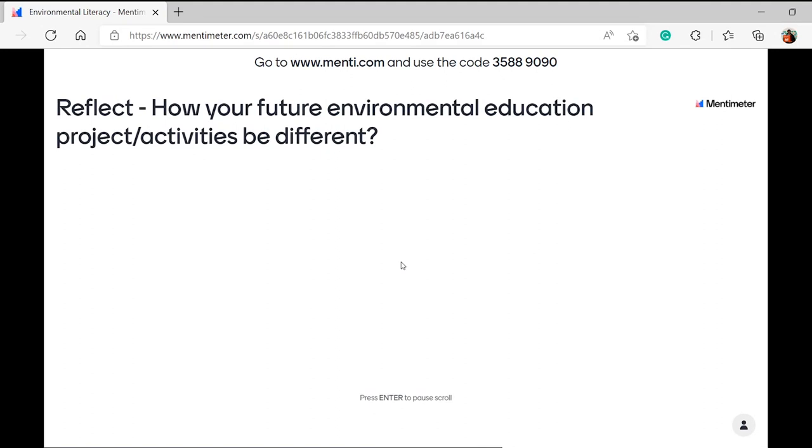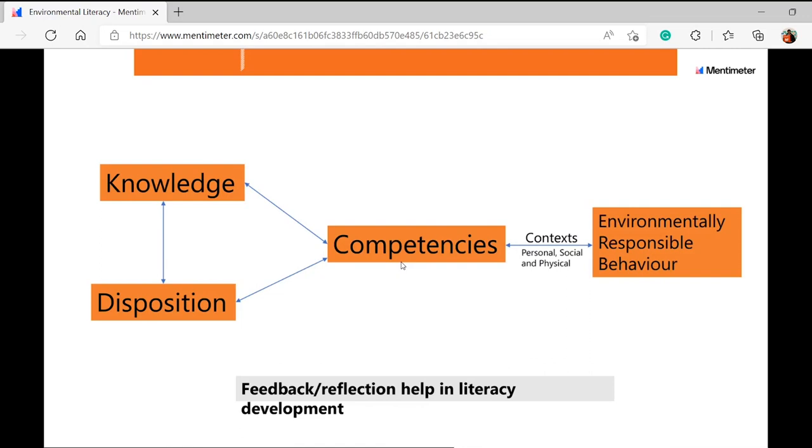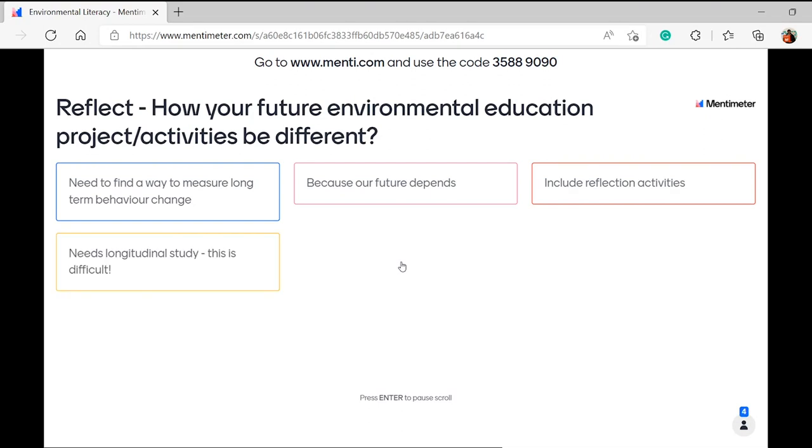So now, we were discussing reflection. How will your future environmental education project activities be different now? We went through what environmental literacy really means, and you raised different issues and how we need to work on different dimensions. We looked at that if we want environmentally responsible behavior, we need to look at knowledge, disposition, and competencies so that we can shape the behaviors and create impacts, short term and long term. So how will your future environmental education project be different if you need to find a way to measure long-term behavioral change? Yes, that's the biggest challenge, and long-term or longitudinal studies are difficult, and not much has been done, which is a gray area.